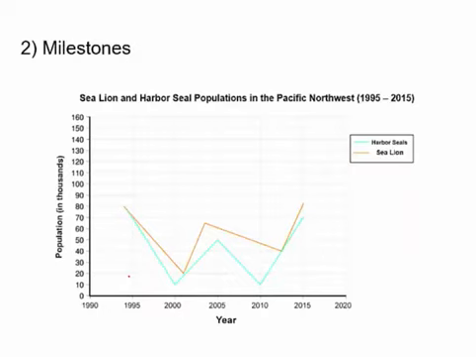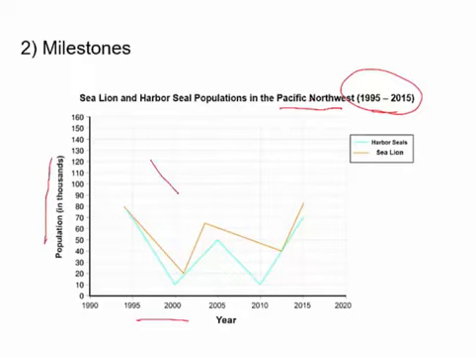Now, we see some trends in this one as well, okay? Here we've got sea lion and harbor seal populations in the Pacific Northwest, okay? And the time period here is 1995 to 2015. We've got their population numbers over here on the left side, and we've got the time represented at the bottom. So we do have some trends here. In general, I would say, we've got a general pattern of this falling and rising. So we could report about that as the key information, and that would be perfectly fine to report about that trend that you notice here.